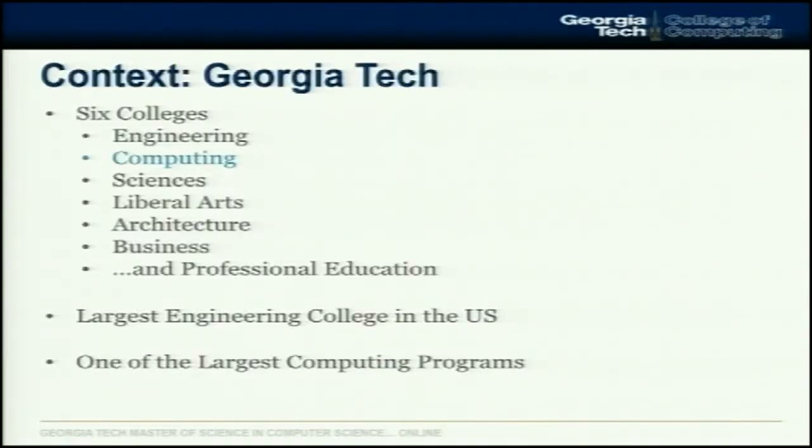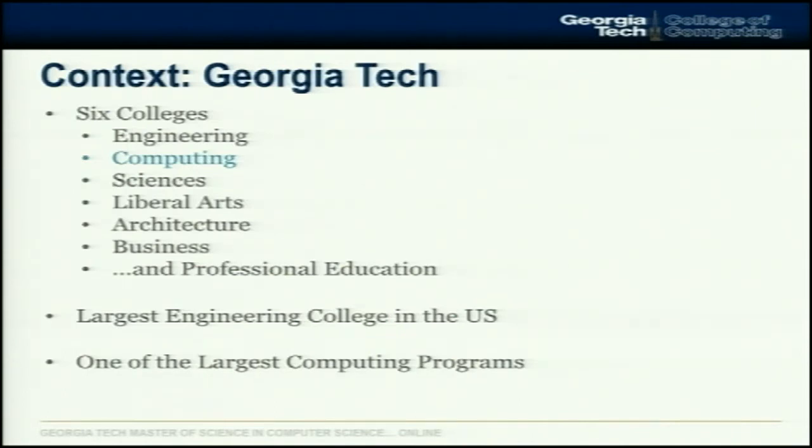So let me give you a little bit of context, which will help to explain both the sort of technical content of the master's program, but also some of the implicit politics that are involved in developing such a thing. The first thing you have to understand is that this is a program that was developed at Georgia Tech. Now, Georgia Tech has 6 colleges. Its largest is engineering. In fact, Georgia Tech is the largest engineering college in the United States.